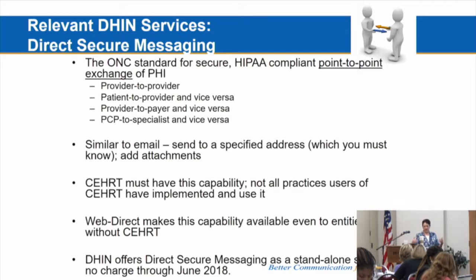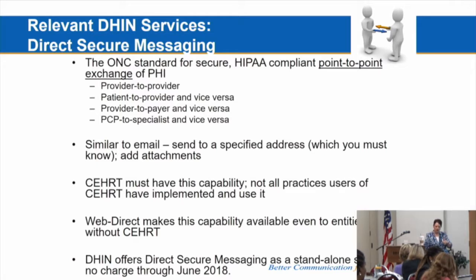DHIN is offering this as a standalone service through June of 2018. Right now, our adoption has been very low. And if we don't get greater adoption, we will discontinue this service. We built it and they did not come. Let's tear it back down again because we can't afford to maintain it. But I really hope that we will see more uptake about this, and you may not be the ones who need it, because if you've got it in your EHR, you do not need it from DHIN. But your exchange partners may need it.